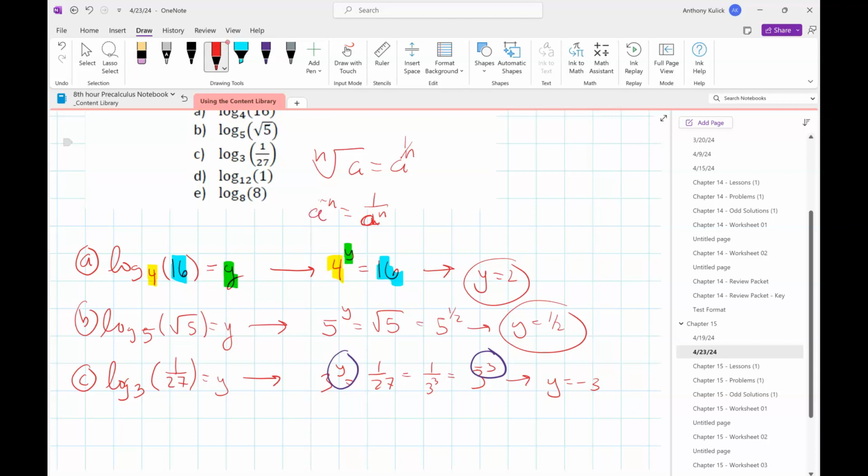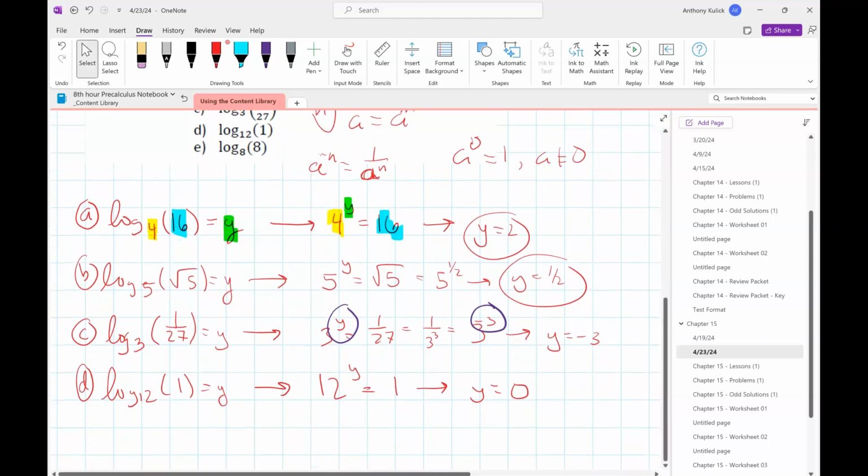So I have that other rule for exponents that we used. Log base 12 of 1. So again, 12 to the y is equal to 1. Well, what does y have to be there? What power of 12 is equal to 1? 0! Remember a to the 0 is equal to 1, provided that a is non-zero. What is 0 to the 0 as an aside? Undefined. 0 to the 0 is undefined. Correct.